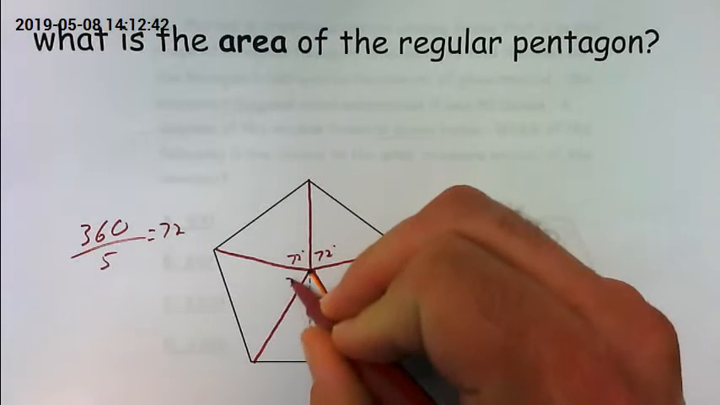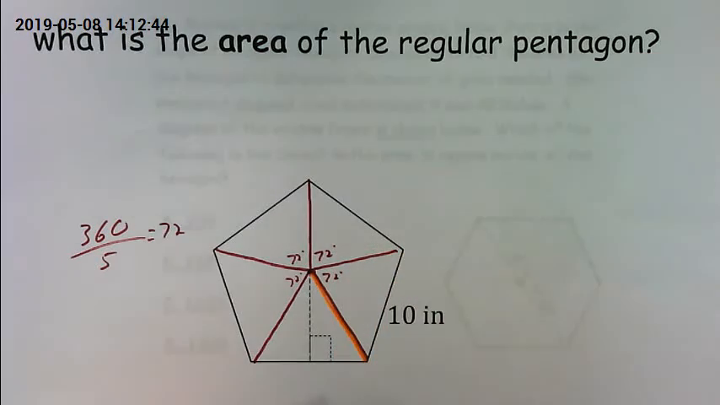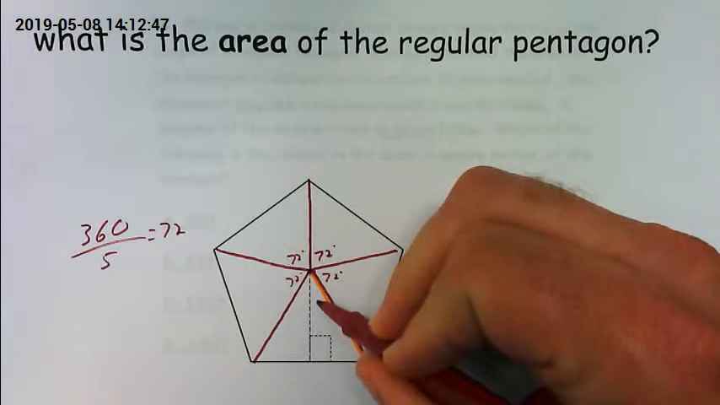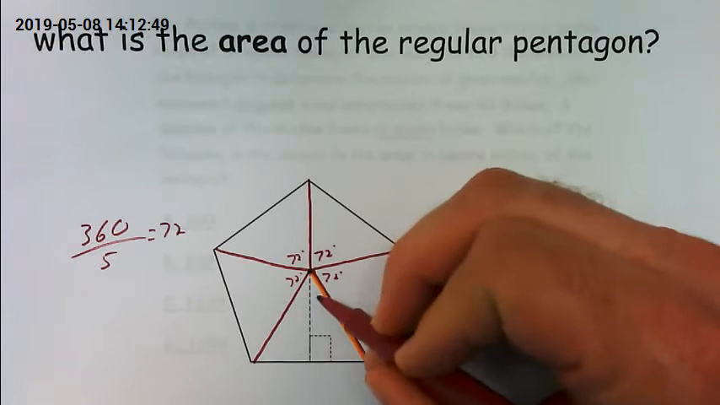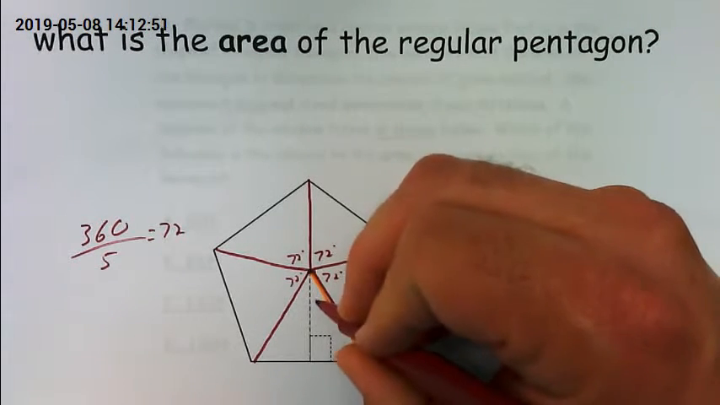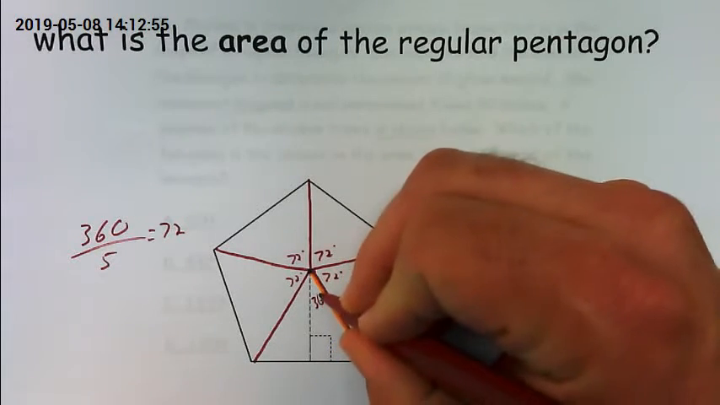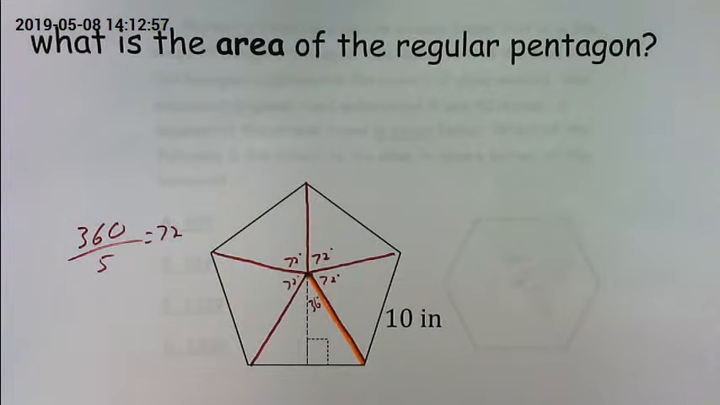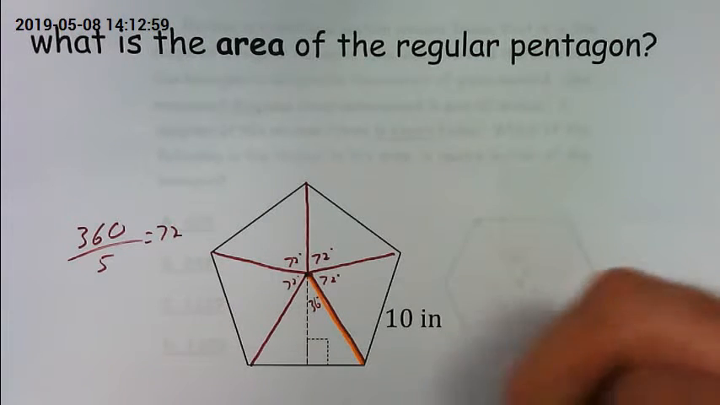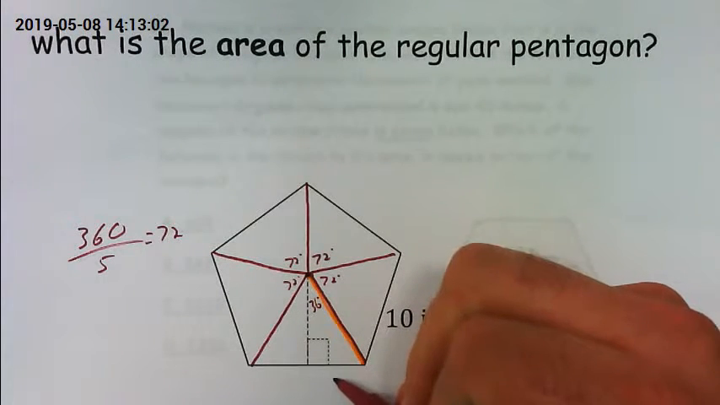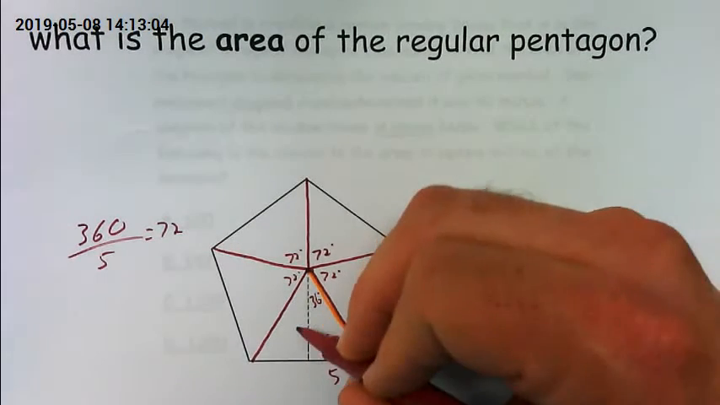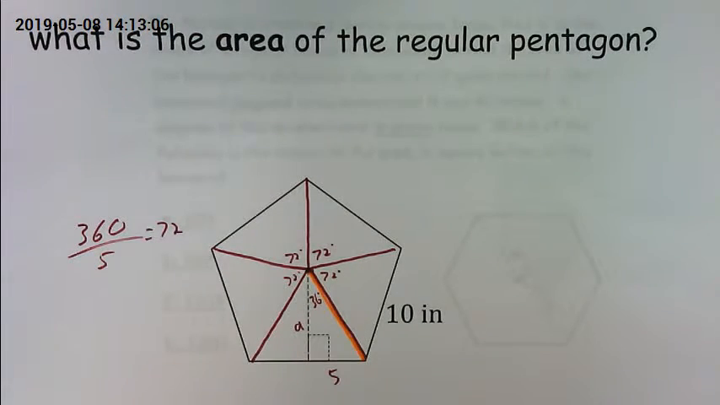So all of these are 72. Now, how does that help us? It gives us this angle, because if this whole thing is 72, half of it is 36. So now we have an angle in that right triangle. You already told me what this was. And we need to find this piece, which is our apothem. So use trig to find that piece.